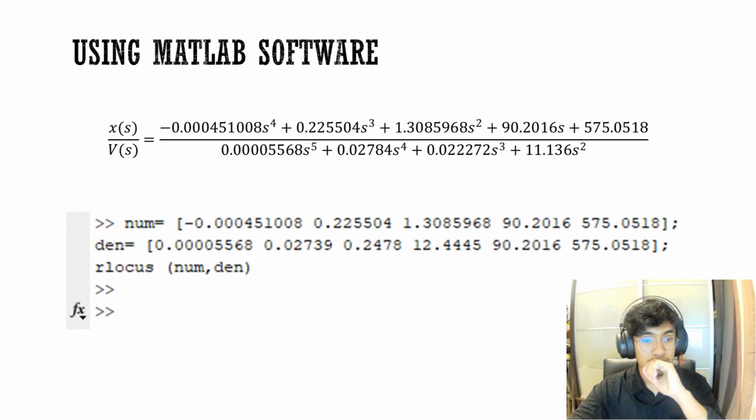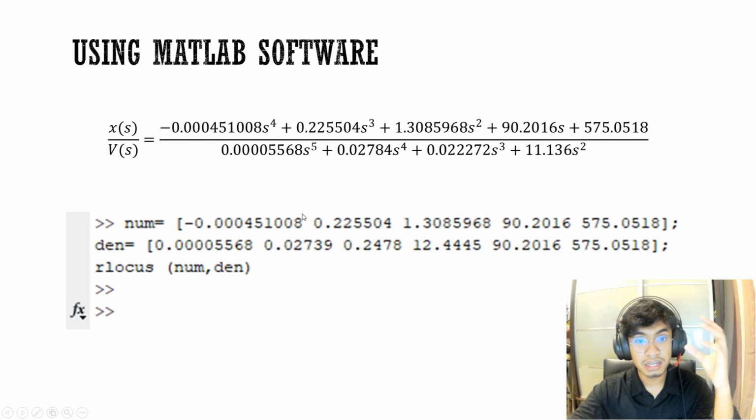Okay, so in order to generate a complex transfer function like this, it's easy for us to use the Matlab software to generate the root locus graph for us. The coding that we need to insert into Matlab is stated below. So num is denoted as numerator and den is the denominator. We need to insert the value of numerator and denominator without including the s domain in the transfer function.